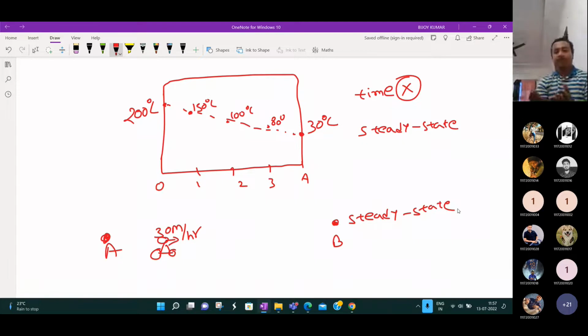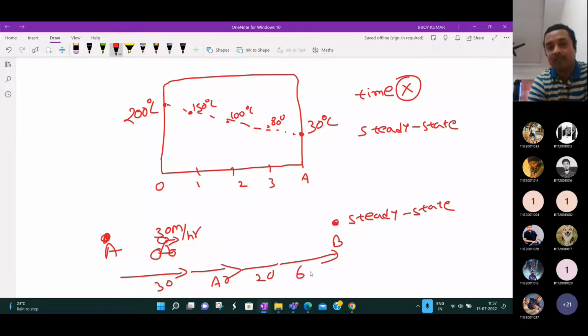You people are sometimes reading the books without any distraction. So that is called steady state. It means your position is constant with respect to time. With time, your properties are not changing. That is called steady state. But what does unsteady state mean? Suppose here to here I will go 30, here to here 40, here to here 20, and here to here 60 km per hour. Then with respect to time, the position is also changing, the property is also changing. That is called unsteady state.